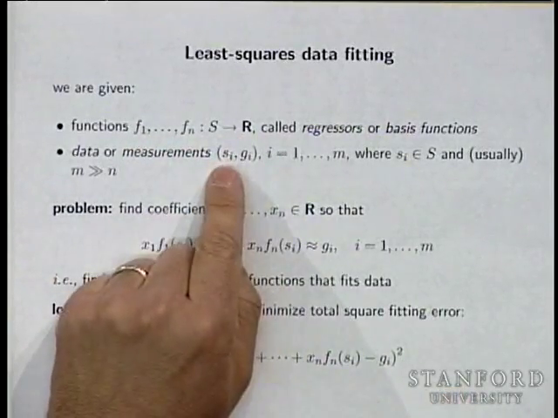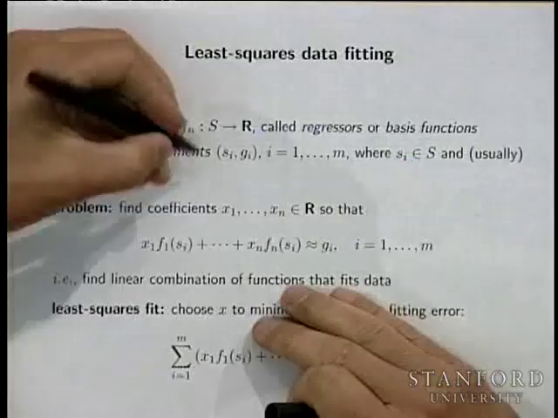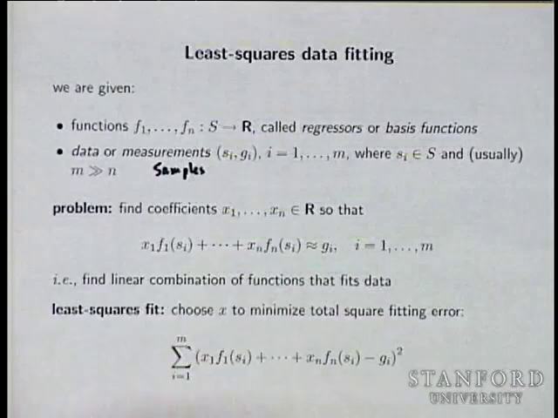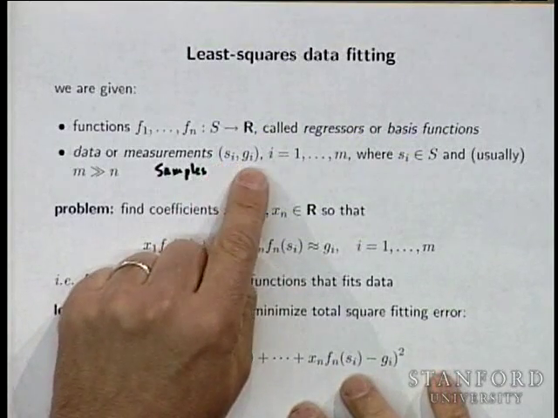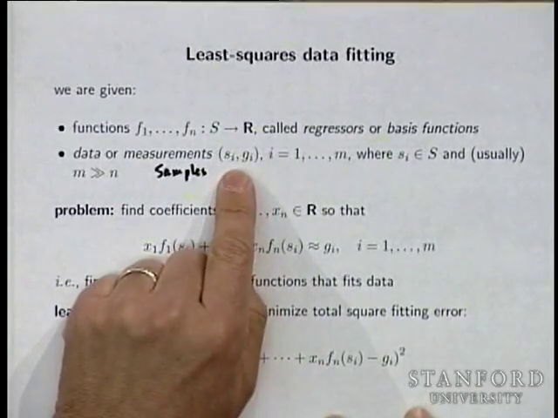And you have some measurements. Now a measurement looks like this. By the way, some people call them samples. That's another name for it. So the other one is you have measurements or samples. And a sample is a pair si and gi. So that's a sample.